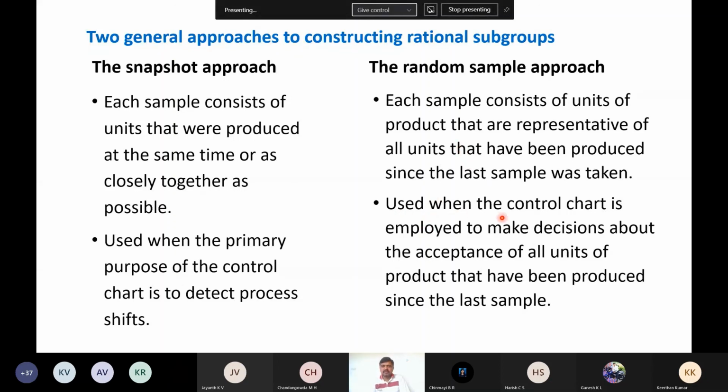This approach is used when the control chart is employed to make decisions about the acceptance of all units of product that have been produced since the last sample. If you are able to pick a sample like this, 1 out of 50, where this 1 represents all 50 in all aspects, like its quality in terms of the level of deviation, and if you evaluate only one, you should get a picture regarding all 50. So this will be used when you can make a decision regarding the quality of all 50 by considering this one sample.